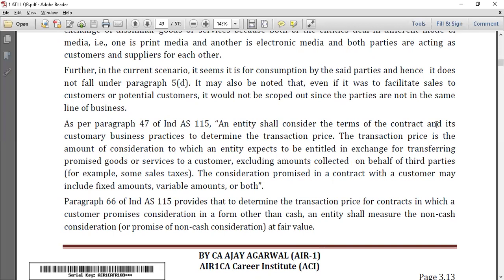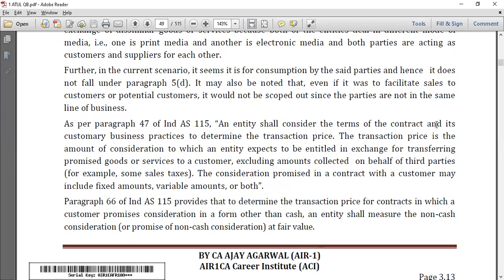Next, in Ind AS 115, the entity shall consider the terms of the contract and customary business practices to determine the transaction price. The transaction price is the amount of consideration to which the entity expects to be entitled in exchange for transferring promised goods or services to the customer, excluding the amounts collected on behalf of third parties. The consideration promised in the contract with the customer may include fixed amounts, variable amounts, or both.